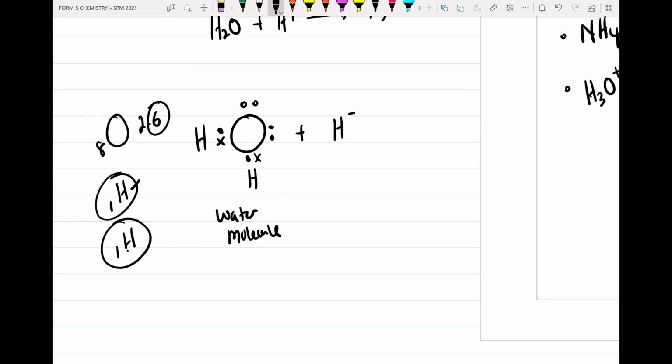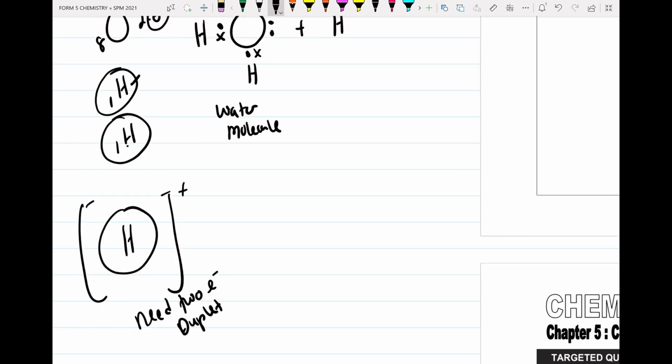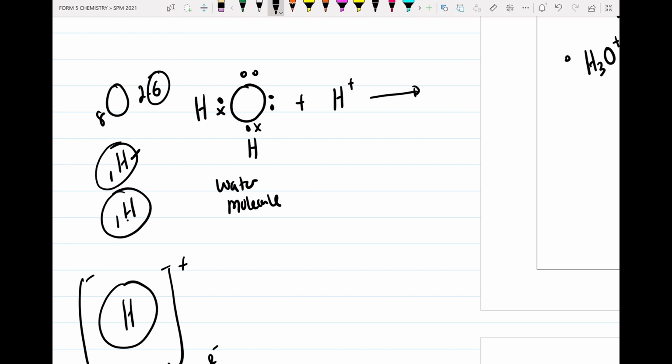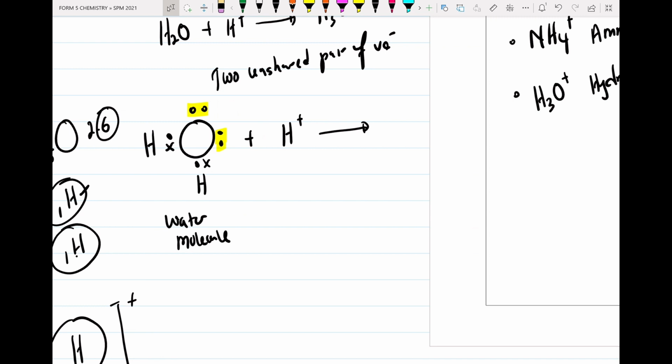Always remember, hydrogen ion does not have an electron in the shell, and it needs 2 more electrons to achieve stable duplet electron arrangement. So what will happen? The lone pair, or what we call unshared pair of electrons. The oxygen atom has how many unshared pairs of electrons? 2 unshared pairs of valence electrons. So one unshared pair of valence electrons will be contributed to the hydrogen ion in the formation of dative bonding.